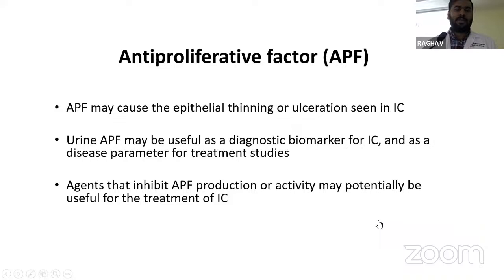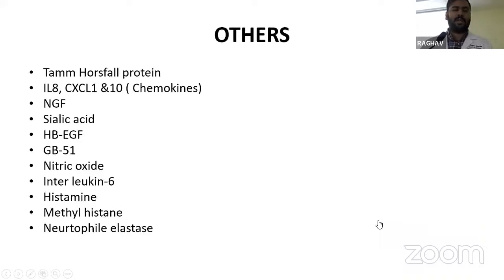Anti-proliferative factor may cause the epithelial thinning or ulceration seen in interstitial cystitis. Urine APF may be useful as a diagnostic marker and as a disease parameter for treatment studies. Agents that inhibit APF production or activity may potentially be useful for the treatment of interstitial cystitis.